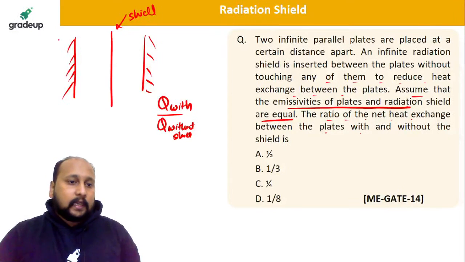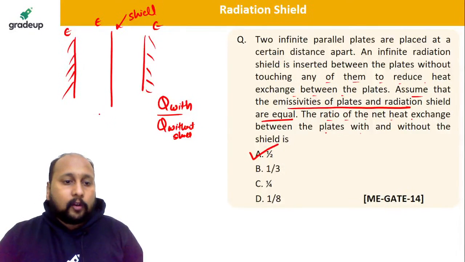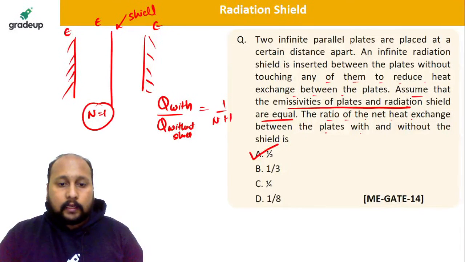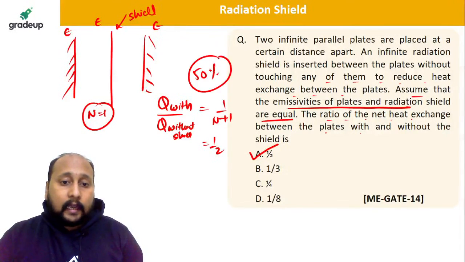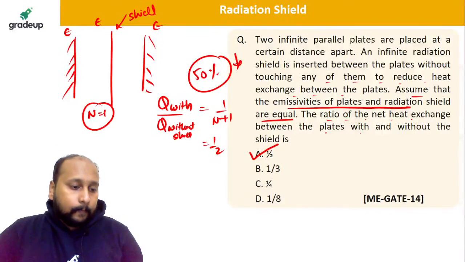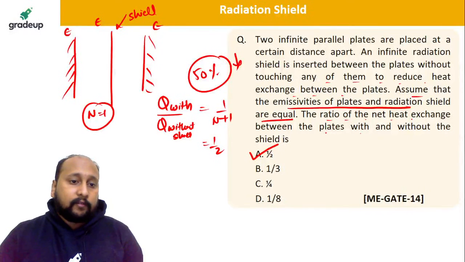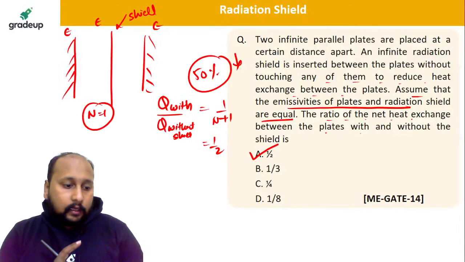Okay, now in this case all plates are having the same shield. Absolutely correct, Abhi. It will be equal to 1 by 2 because n is equal to 1. So 1 upon n plus 1 is equal to 1 by 2. That means 50% of the heat has been reduced by insertion of a shield. Okay, 1 by 2, my dear friend, because n is the number of shields.